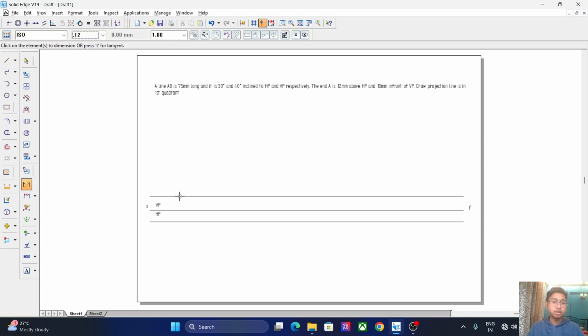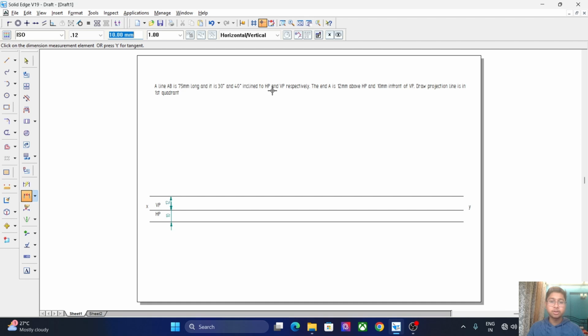We'll put a smart dimension, sorry, not a smart dimension, this distance between, and we will measure the distance between them. So yes, it is 12 mm and 10 mm. Now we have a line AB 75 mm long and it is 30° and 40° inclined.